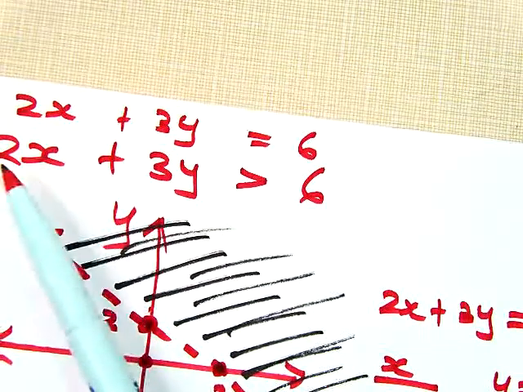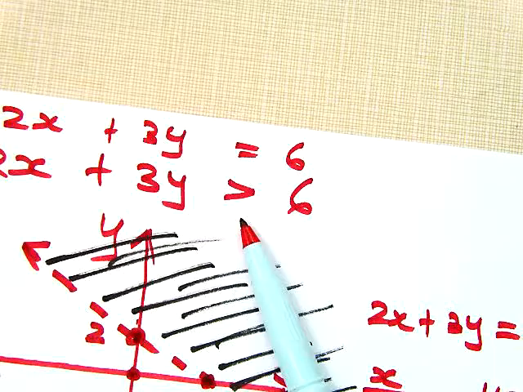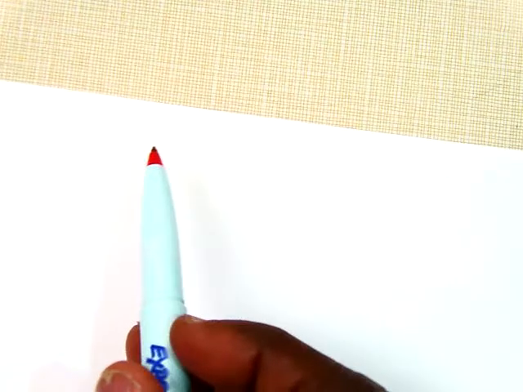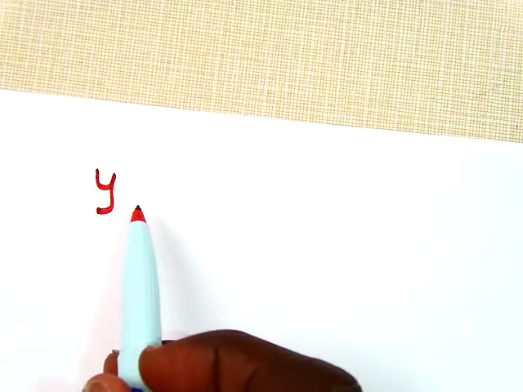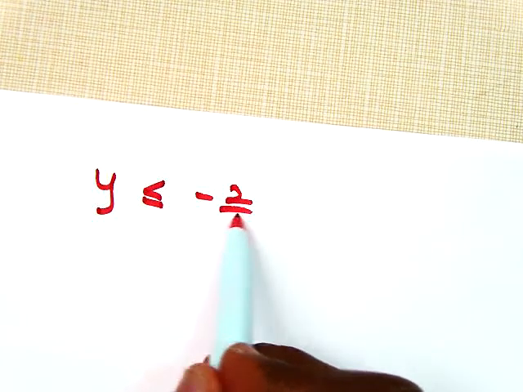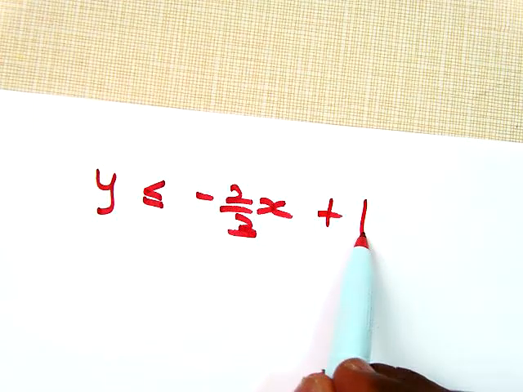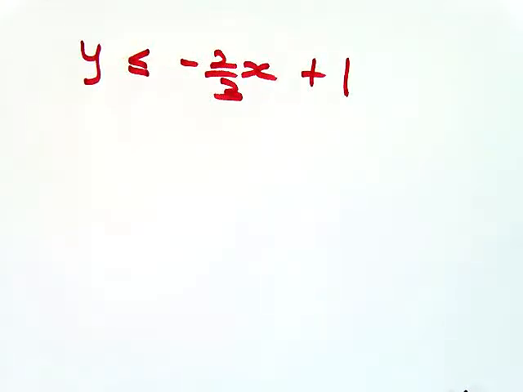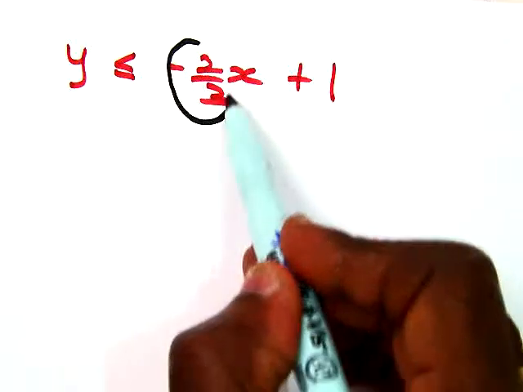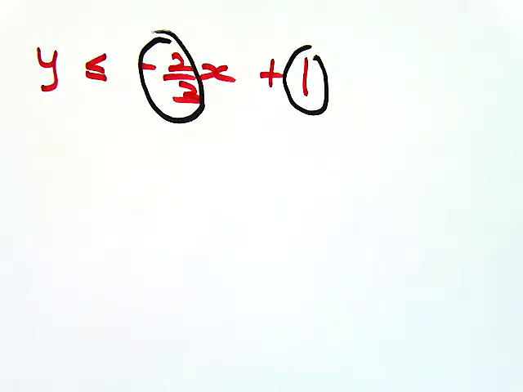We did one problem here using standard form. We would do the same thing using slope-intercept form. Let's quickly do that. Let's say I had y is less than or equal to negative 2/3 x plus 1. This equation is in slope-intercept form, so we're going to use two things. We're going to use the slope of negative 2/3 and the y-intercept of 1 to make our graph.